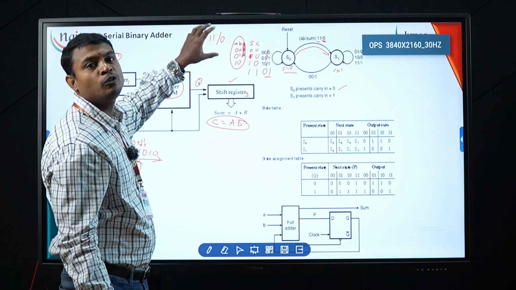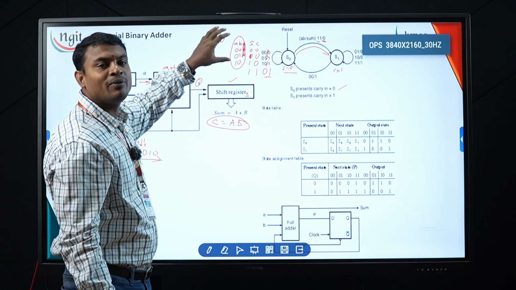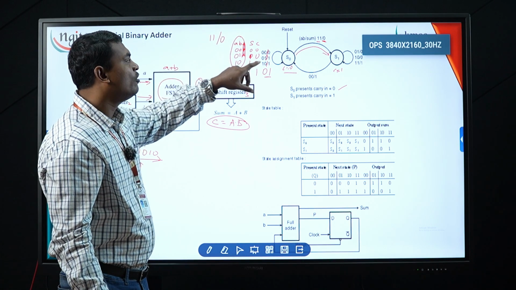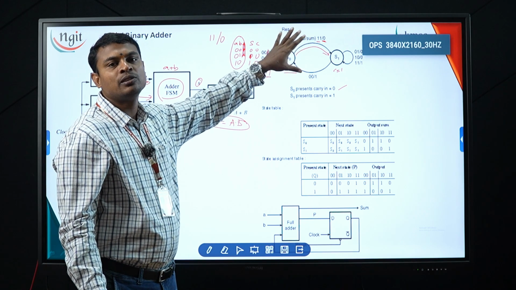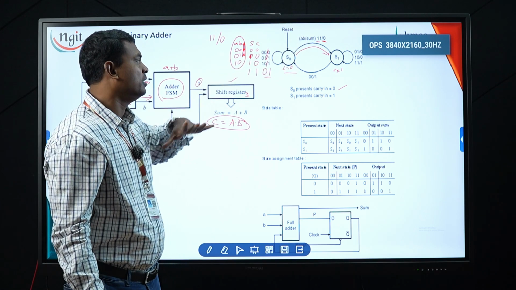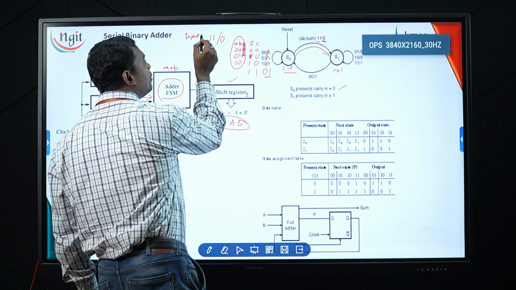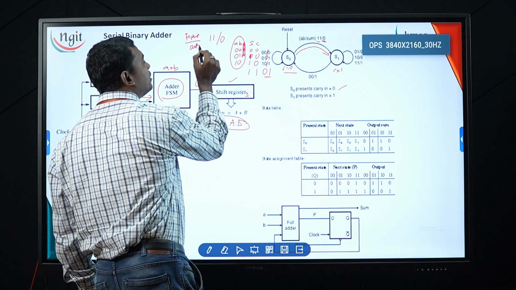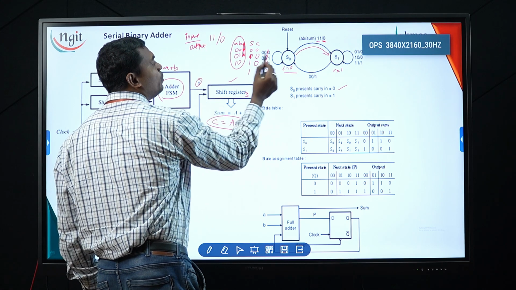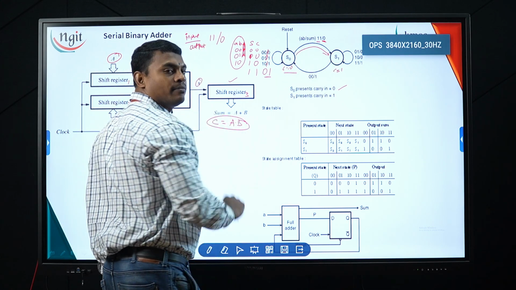So input by output is the representation that we are going to do for Mealy kind of machines. These kind of state machines we call Mealy kind of state machines. So input by output representation is what we do on a transition.